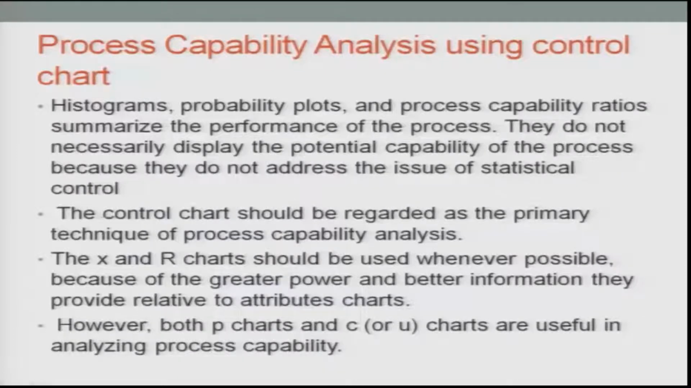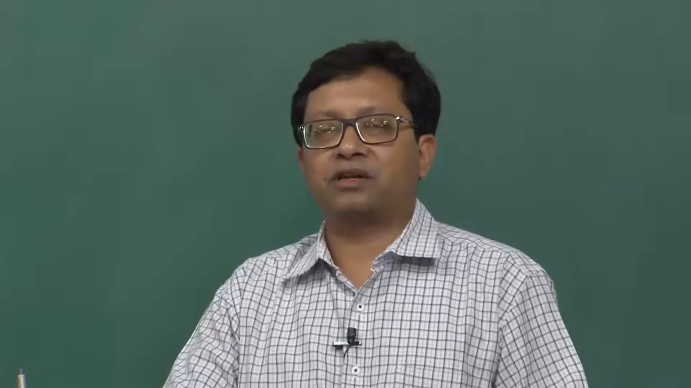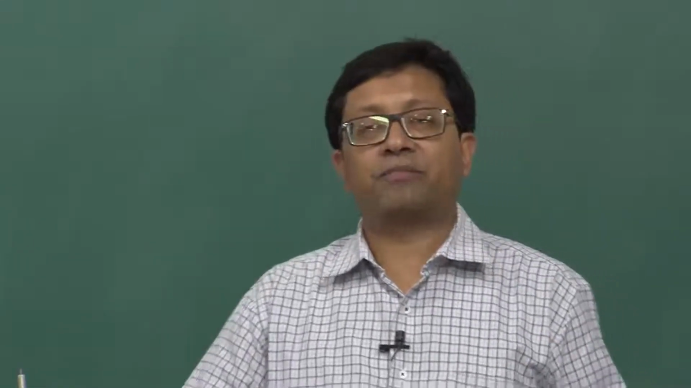However, both P, C or the U charts are useful in analyzing process capability and trying to find out the proportionally concept, which is an intrinsic part of, say for example, a go no go gauge or bad and good items and all these things.